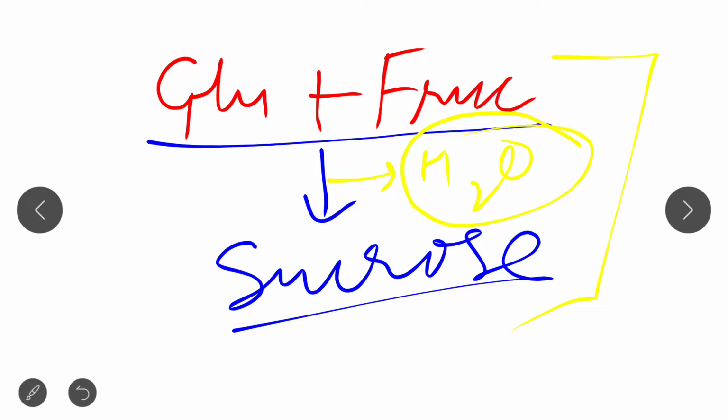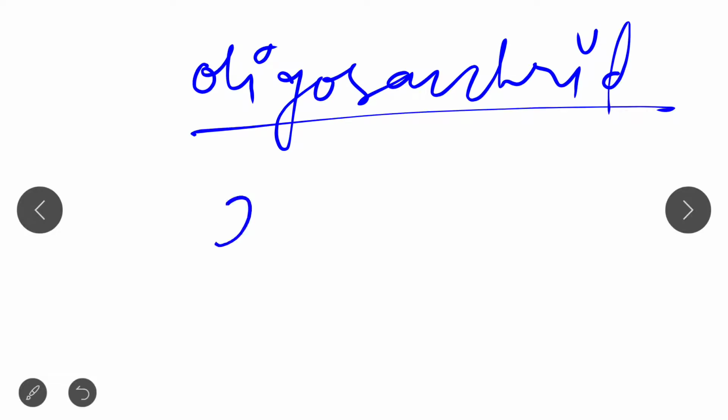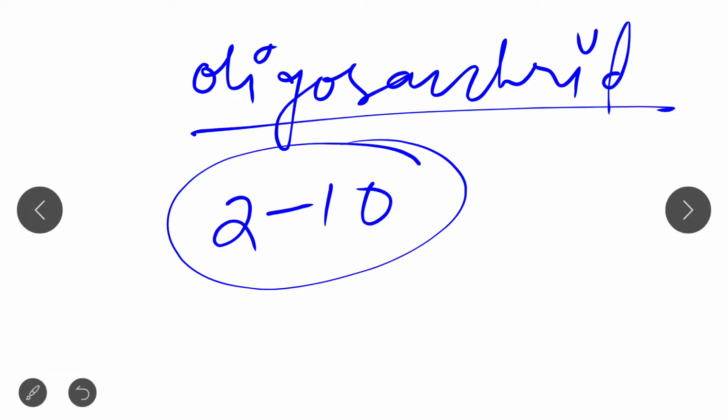Now oligosaccharide. So what is oligosaccharide? As I already mentioned, oligosaccharide consists of more than 2 sugar molecules, that is 2 to 10, then it will be oligosaccharide. Can you give me an example of oligosaccharide? If you know an example of oligosaccharide, please comment on the comment box. I will teach all these things in my upcoming lectures.